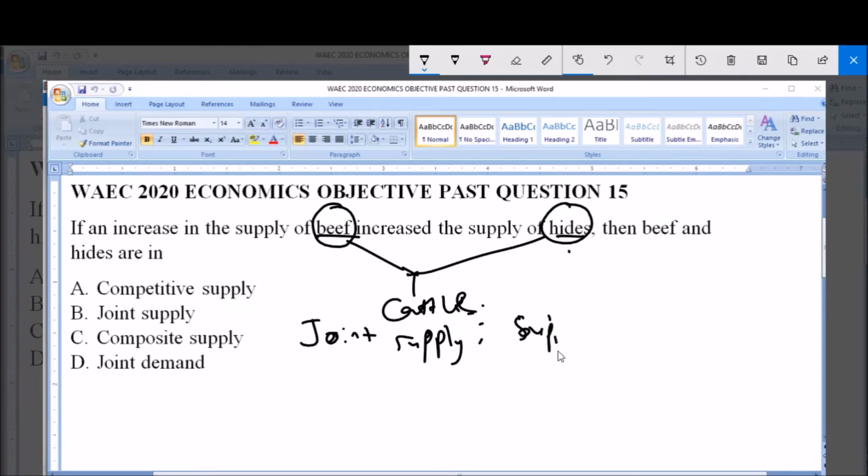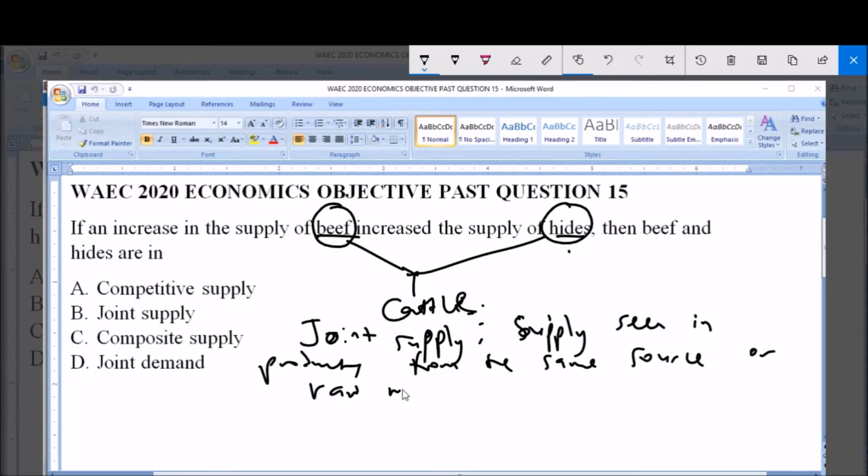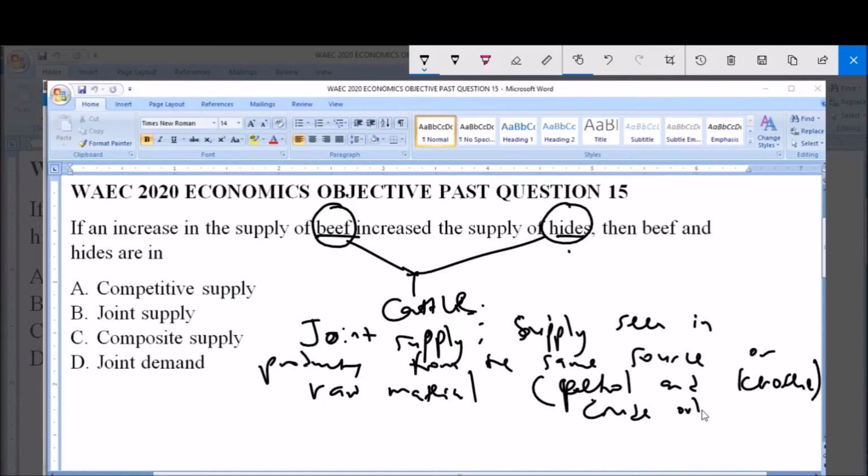Now, joint supply is a type of supply seen in products from the same source or raw material. Another example is seen in petrol and kerosene, gotten from the same source, that is crude oil. So both beef and hides are gotten from cattle, the same source.